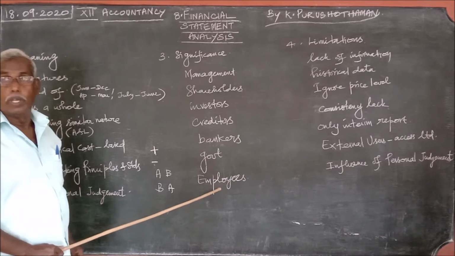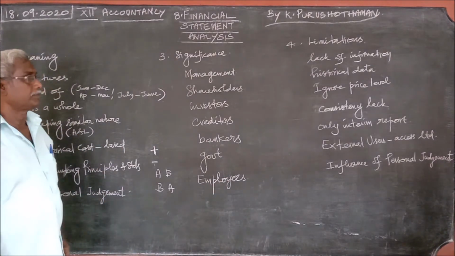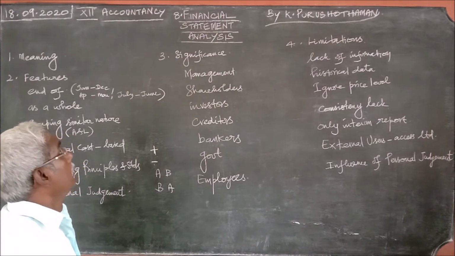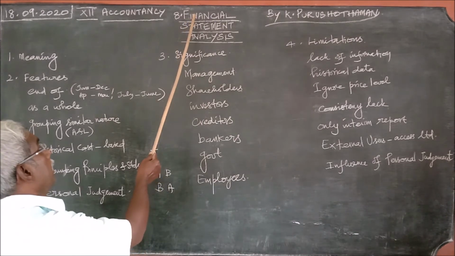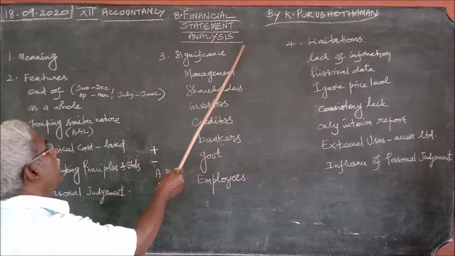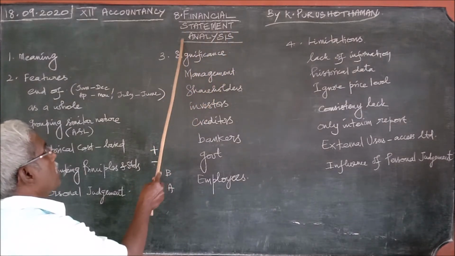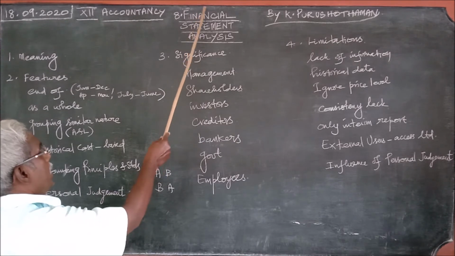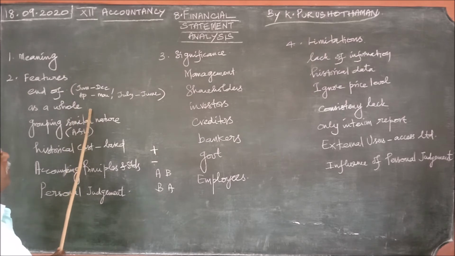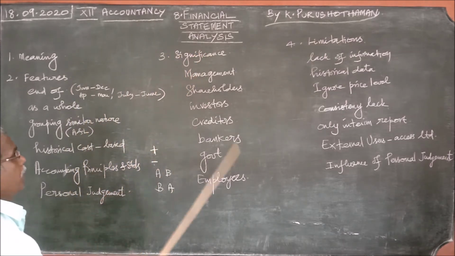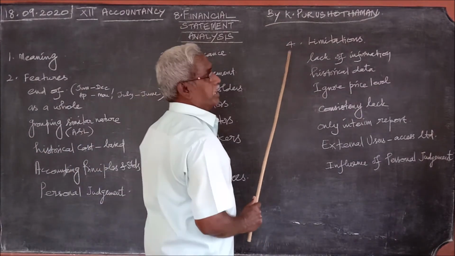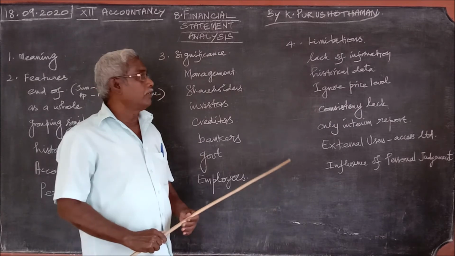This is the next one. Under this heading, financial statement, I said already, we have not come to the point analysis, which we are going to see in the next class. We are going through what a financial statement is, what its meaning is, what the features of a financial statement are, and what the significance of a financial statement is. Now we are going to see what the limitations of a financial statement are.